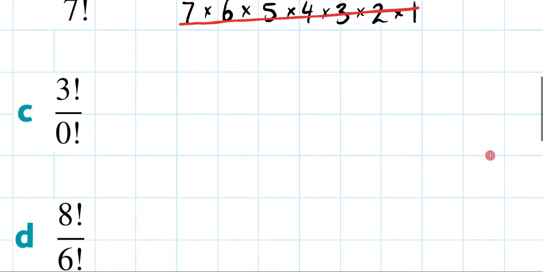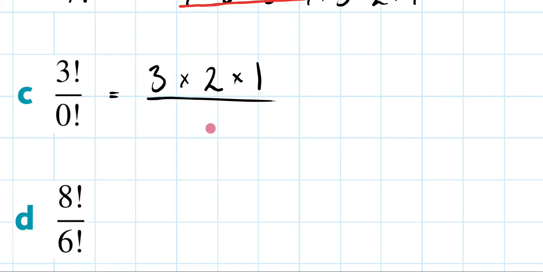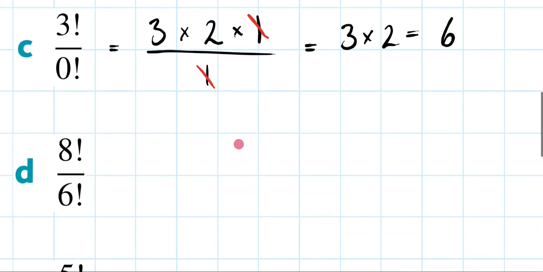Let's now come down to the next one, which is 3 factorial over 0 factorial. 3 factorial is 3 times 2 times 1. And I know that 0 factorial is 1, which means these 1s are going to cancel. I'm going to be left with 3 times 2, which is equal to 6. Hopefully you can appreciate that 3 factorial over 0 factorial is just the same as 3 factorial, because cancelling out that 1 really didn't do anything to my answer.